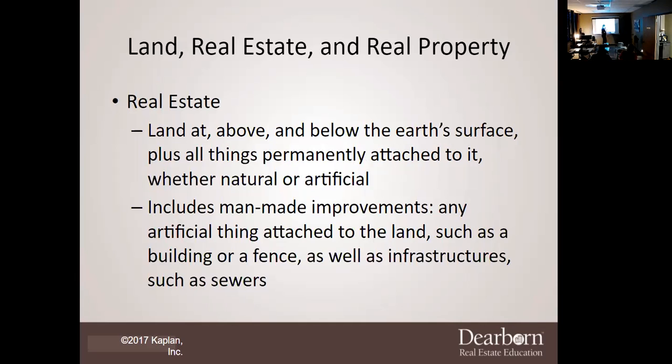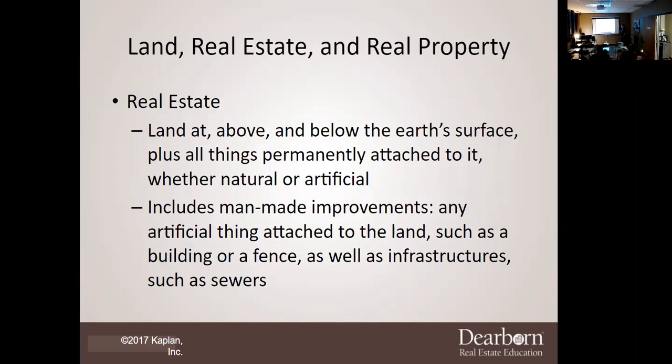So everything that we just talked about, land, you're now adding on permanently attached fixtures. For example, if Miss Linda says, okay, I want to go in here and build me a patio on my property, well, that is going to be a permanently attached fixture. It is an artificial, not a natural, fixture. So you've got to be able to know the difference there.